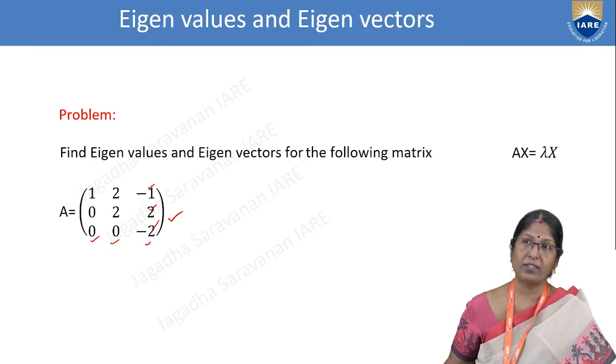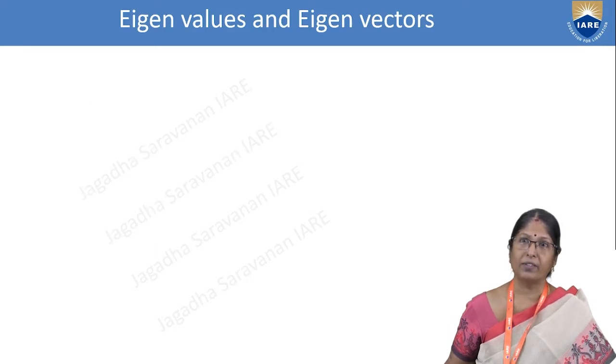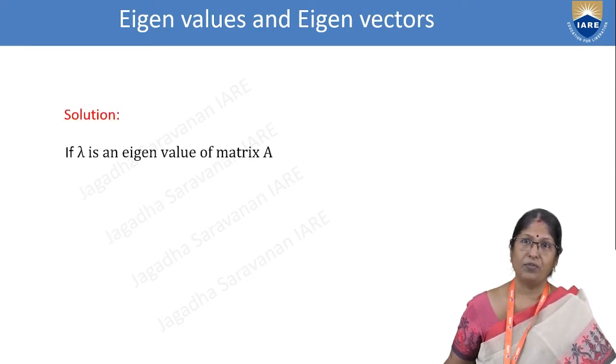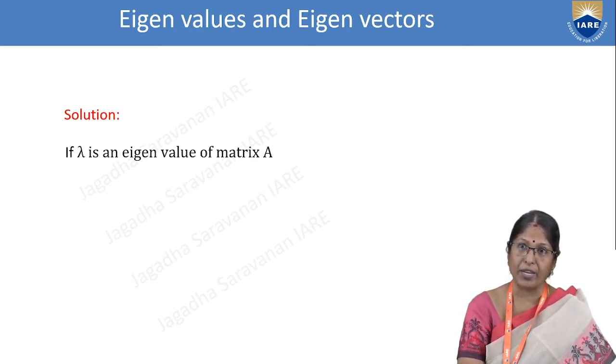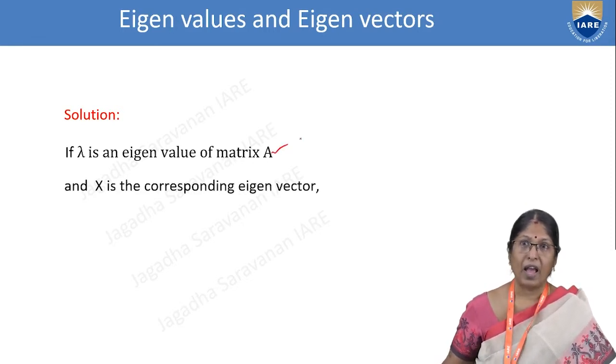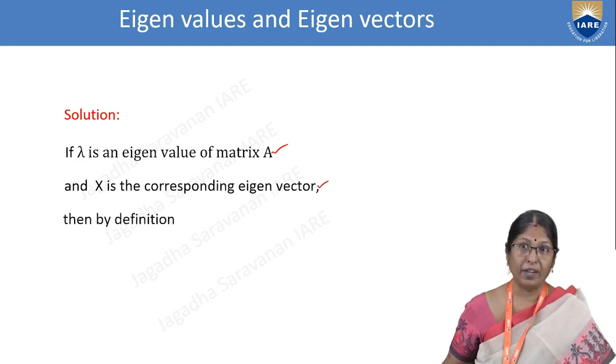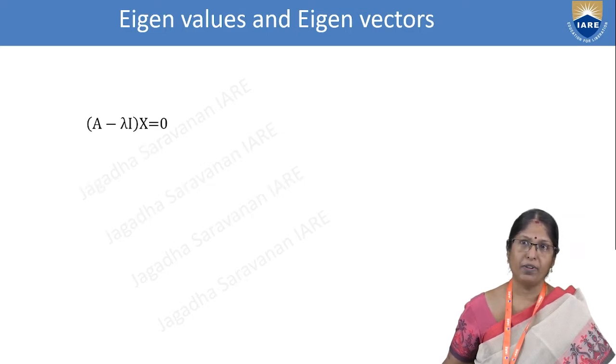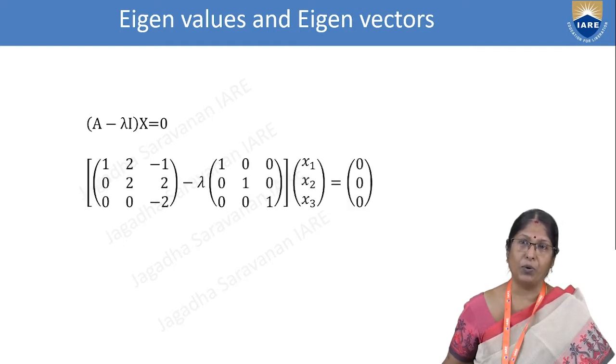So AX equals lambda X. If lambda is the eigenvalue of the given matrix, that is our given problem, and X is the corresponding eigenvector, then by definition, (A minus lambda I) X equals 0.